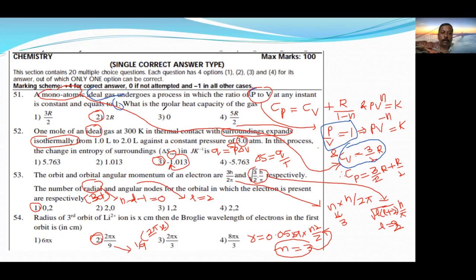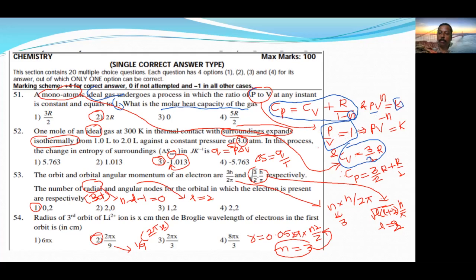What is the molar heat capacity of the gas? What we have to find out is Cp. Once it is given as a monoatomic ideal gas, we know Cv is 3 by 2 R, and the Cp and Cv relation is Cp is equal to Cv plus R upon 1 minus n. So the problem is with n. For that, we know that PV to the power of n is equal to K. This concept is utilized here.